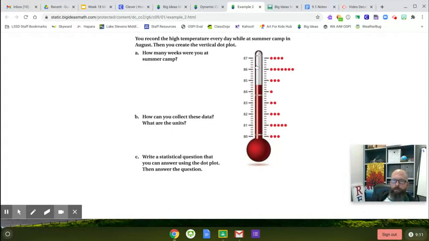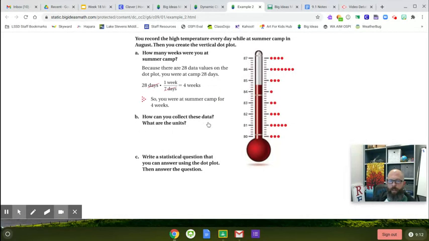So this says you record the high temperature every day while at summer camp in August. Then you create the vertical dot plot. So, how many weeks were you at summer camp? Well, we could figure that out because this says you record the temperature every day. Count all of these dots, which represent one day. And because there are 28 data values on the dot plot, you were at camp 28 days, and there's 7 days in a week. So 4 weeks would be the answer to that. That's a long summer camp.